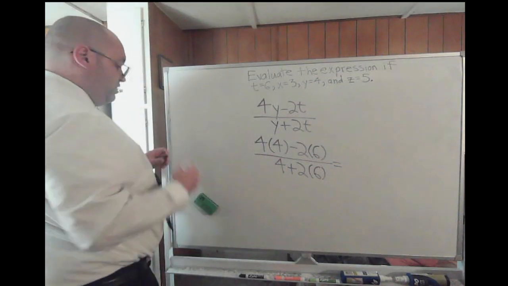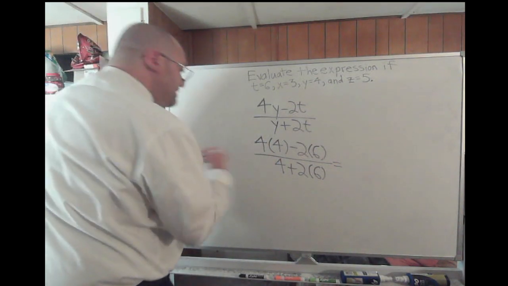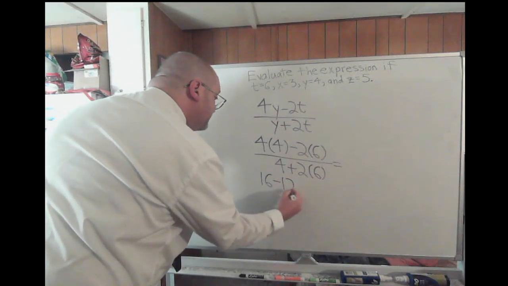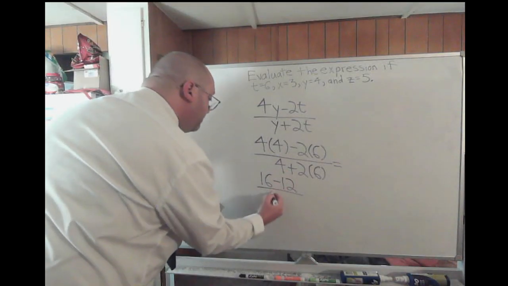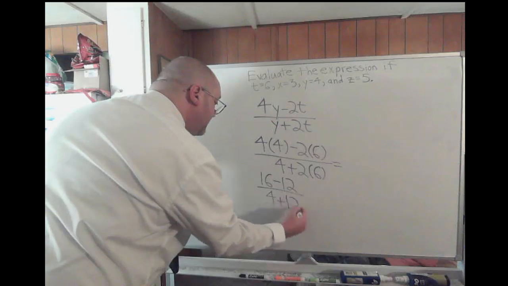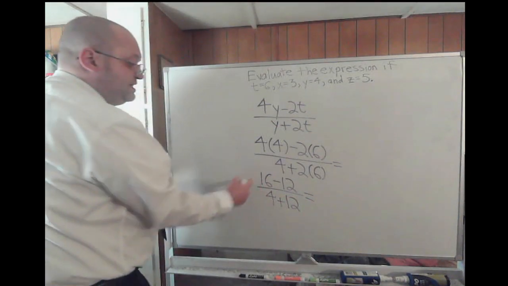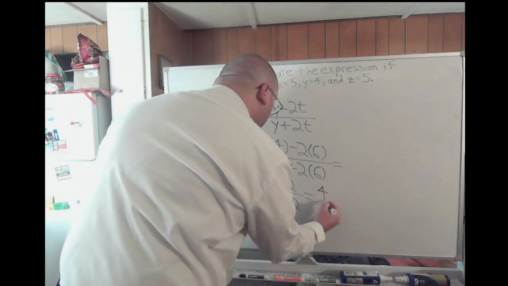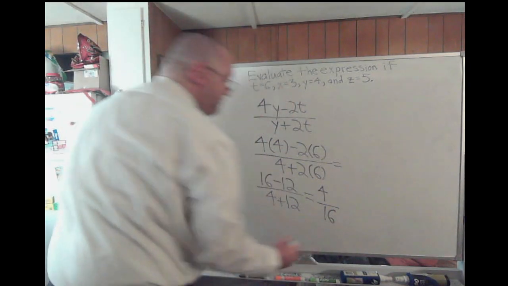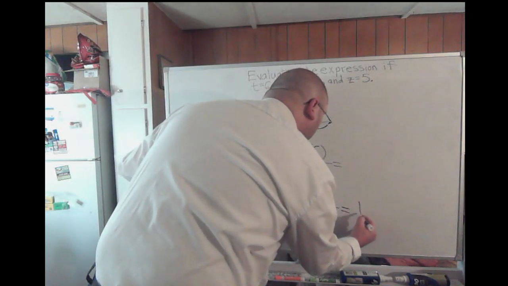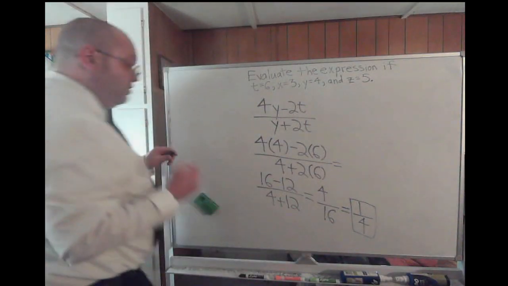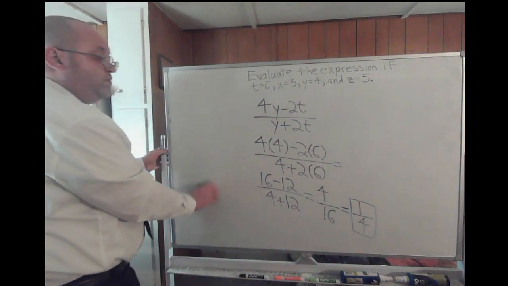Alright, so now let's stick with the numerator. 4 times 4, that's going to be 16, minus 2 times 6, which is in fact 12, all over 4, plus what is 2 times 6? That's 12. So in the numerator, you got 16 minus 12, that's going to be 4. 4 plus 12 in the denominator, that's 16. Well, we know 4/16 reduces to 1/4. So the answer for this expression would in fact be 1/4. That's exactly what you get, 1/4.